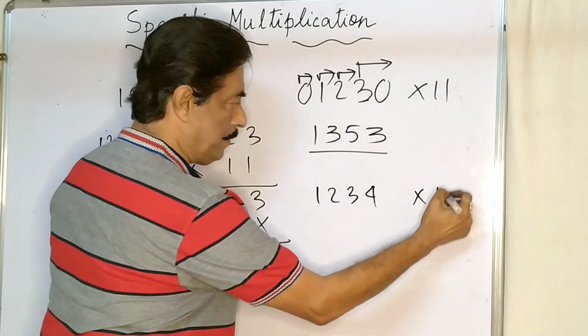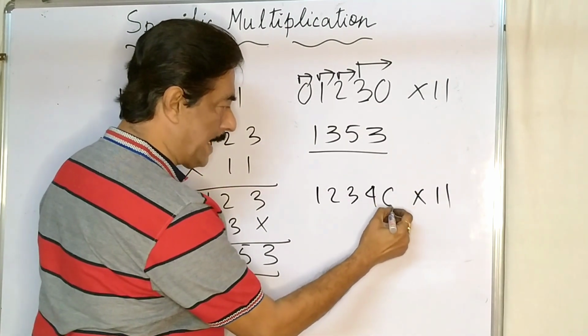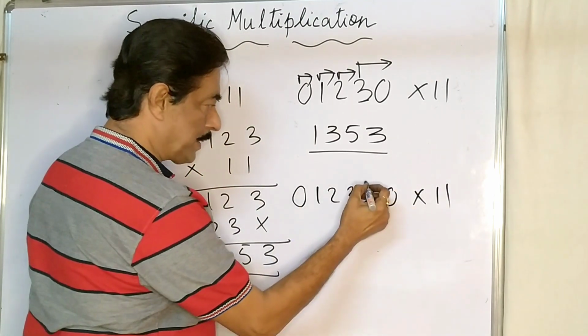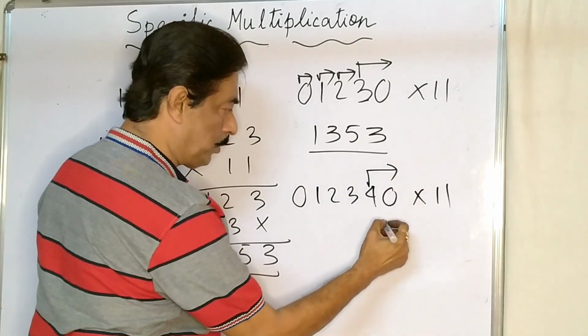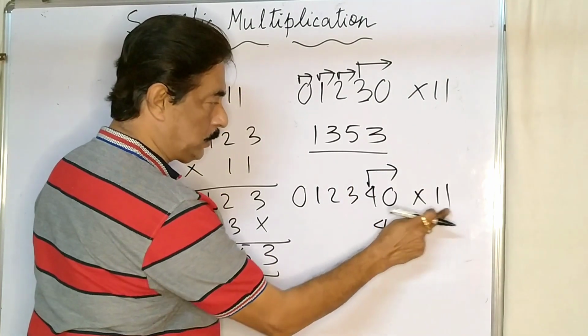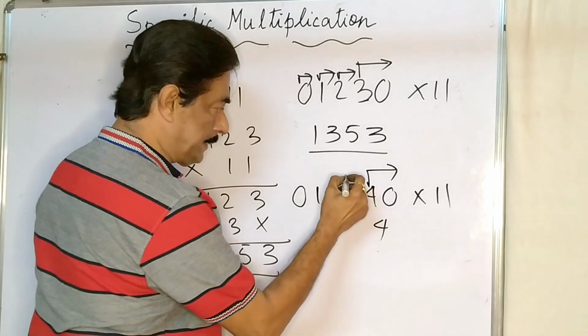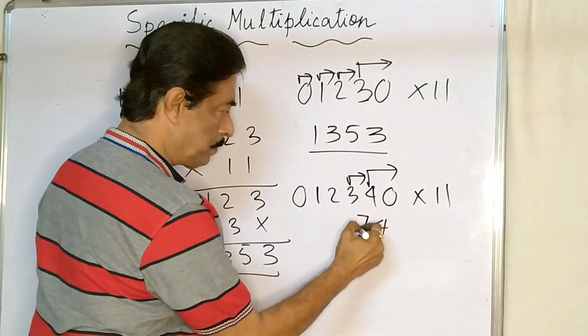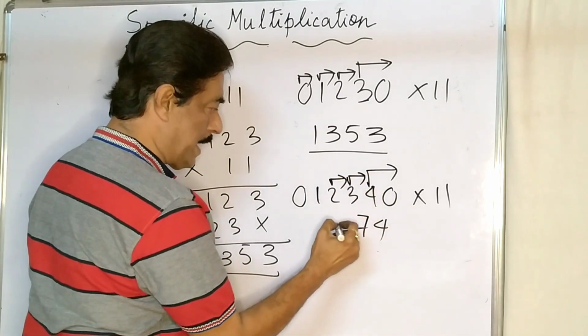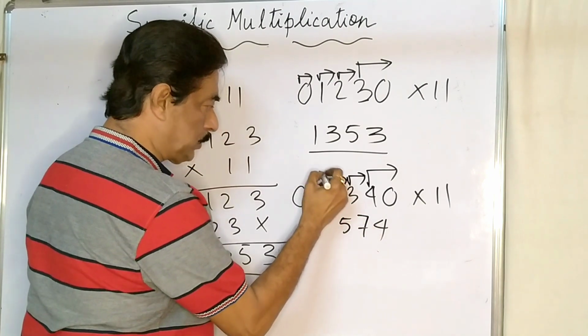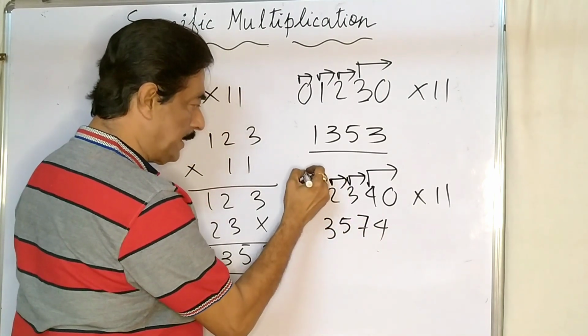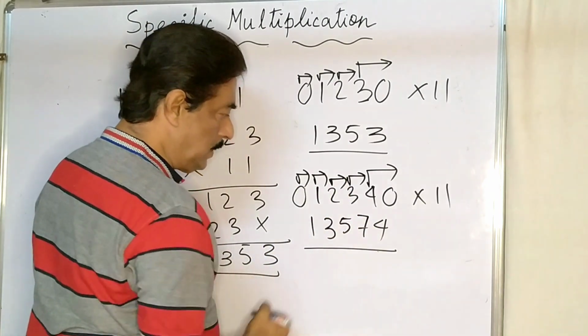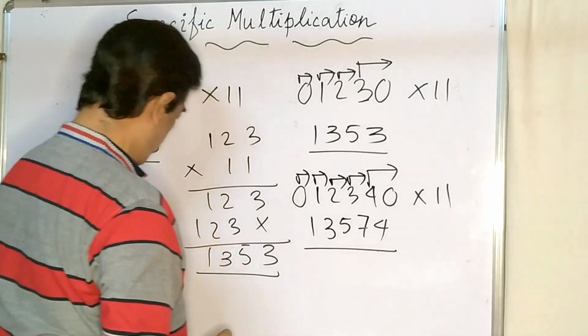Say 1, 2, 3, 4. If I multiply by 11, rule same, put 1 zero right side, put 1 zero left side. Start from here, 4 plus 0 is a 4. We have to add two numbers because there are two 1s. 3 plus 4 is a 7. 2 plus 3 is a 5, no carry. 1 plus 2 is a 3 and 0 plus 1 is a 1. Your answer 1, 3, 7, 4.